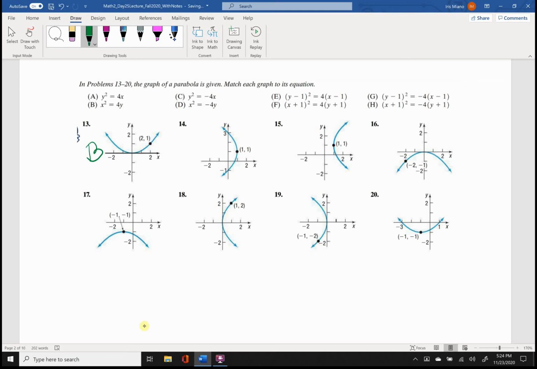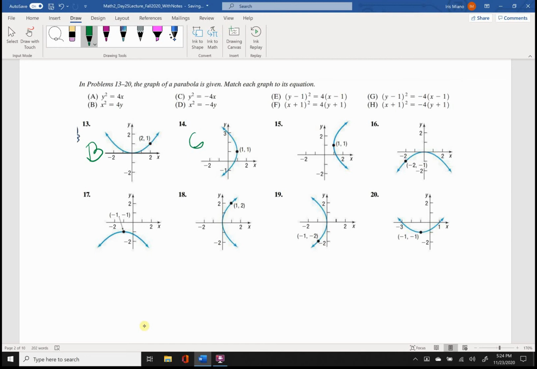Moving on to number 14, I am having my vertex at 1, 1. So I'll have x minus 1, y minus 1 inside of some parentheses with the form of the equation that I'm looking for because my h and my k are each 1. I know that I'm going to be squared in y, and I'm going to be having a -4 factor involved. So the one that fits all of that criteria is G right here. I'm squared in y, my h and my k values are each 1, and the factor of 4 is negative. So that'll be G.